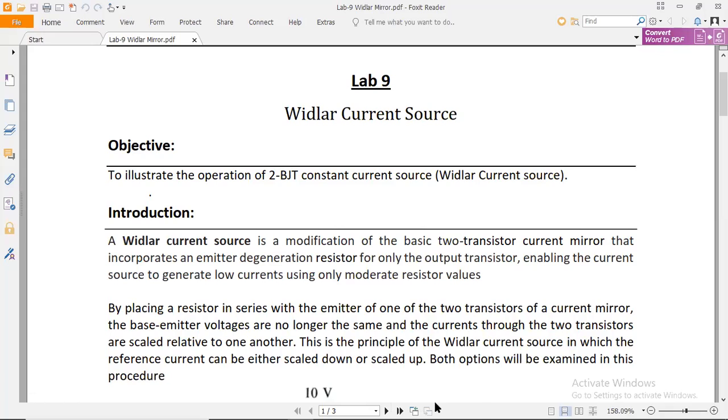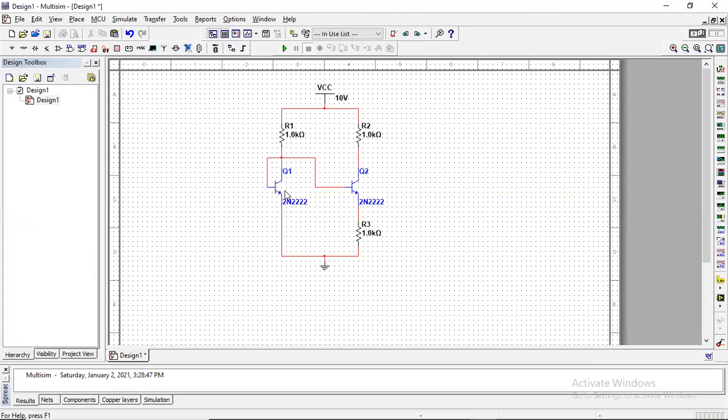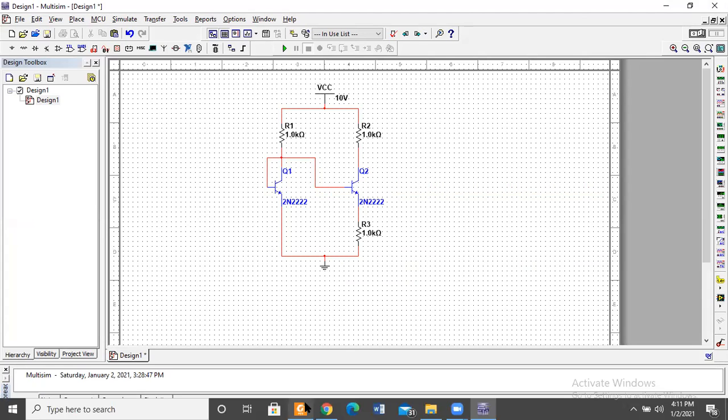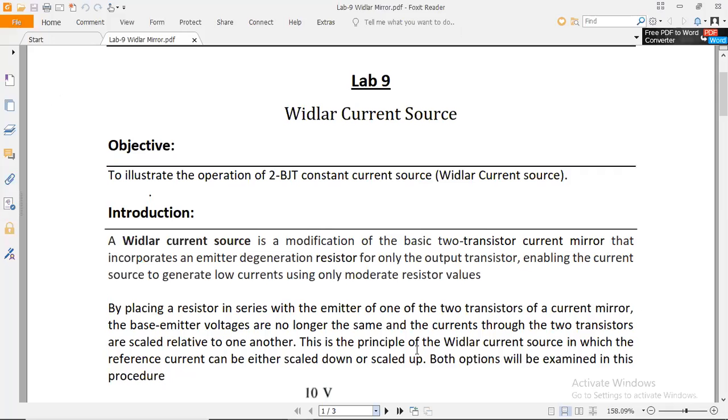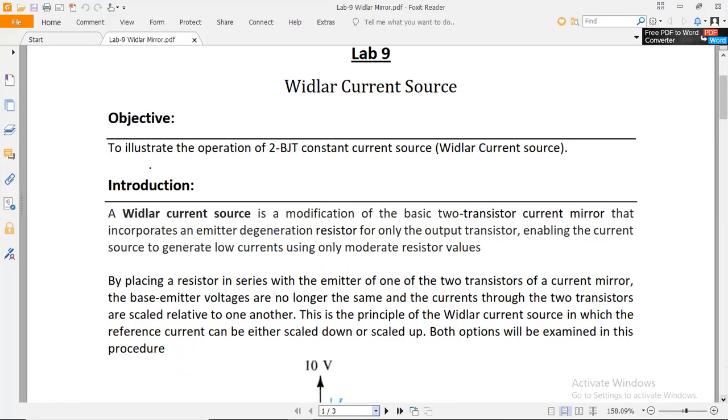If you see the simulation, you can understand that one transistor is opposite to the other one. The current mirror is formed in this scenario. This is the principle of Widlar current source, in which the reference current can be either scaled down or scaled up. Both options will be examined in this procedure that we discuss here.